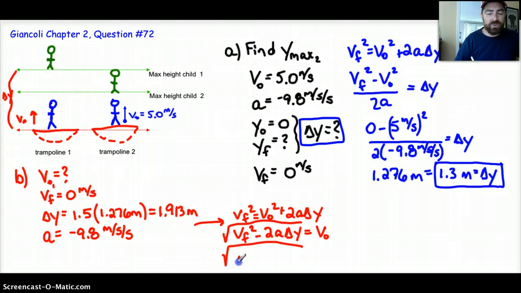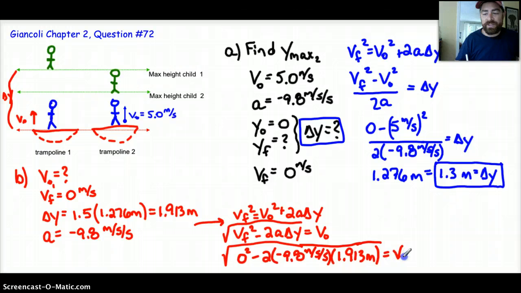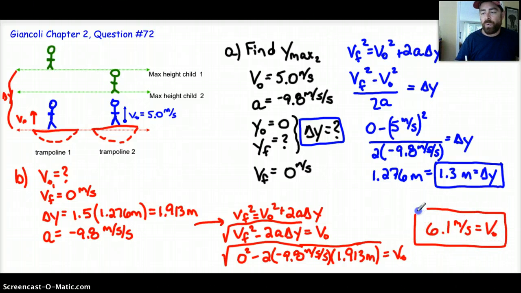My final velocity is going to be 0, so 0 squared is 0, of course, minus 2 times negative 9.8 meters per second per second. And let me go ahead and extend the radical here, and my vertical displacement delta y is a positive 1.913 meters is equal to v naught. Once I run that through my calculator, I get about 6.1 meters per second is going to be the initial velocity of child number 1.